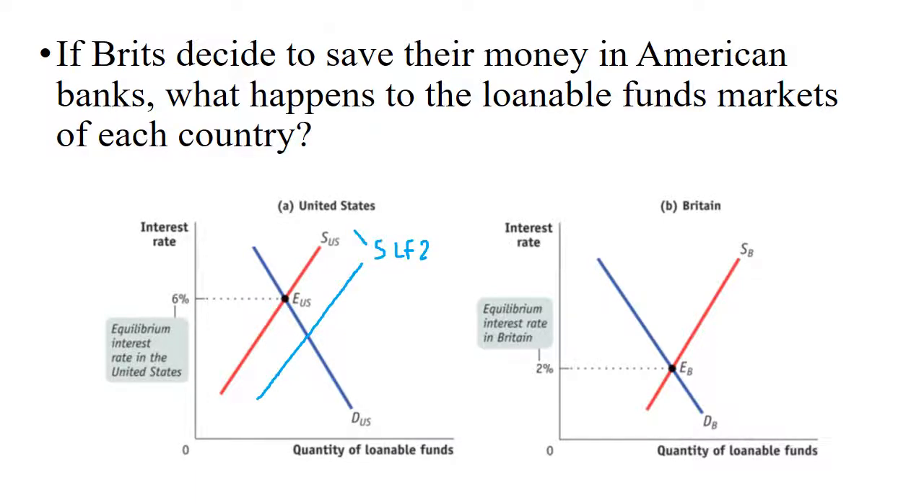And as you can tell, when that happens, it starts to lower the real interest rate. Because they took their money out of British banks to put them into American banks, it decreases the supply of loanable funds in Britain, which has the effect of raising interest rates there. So this all occurred because interest rates were higher in America. Well, it won't stay that way.